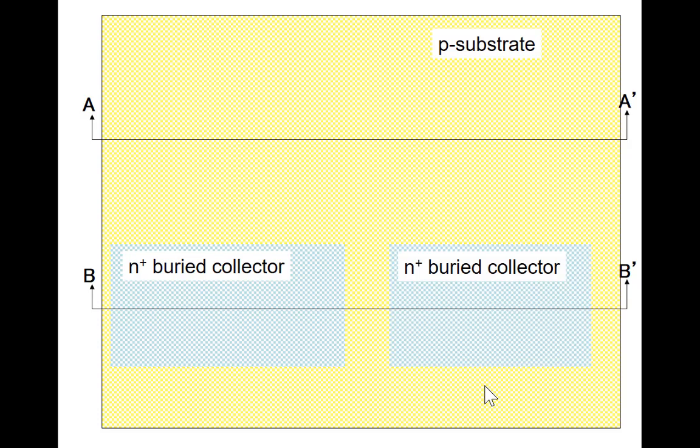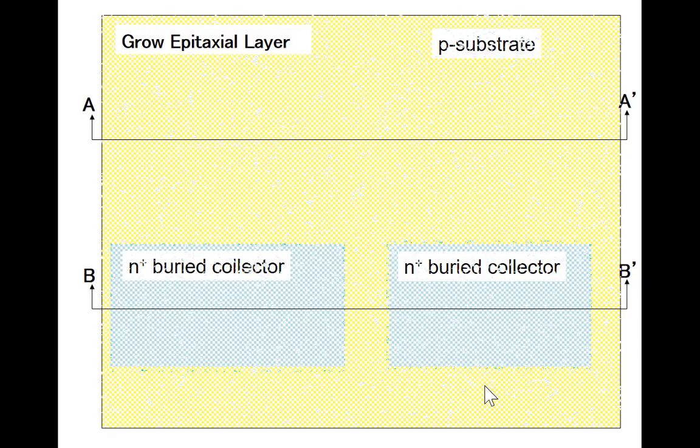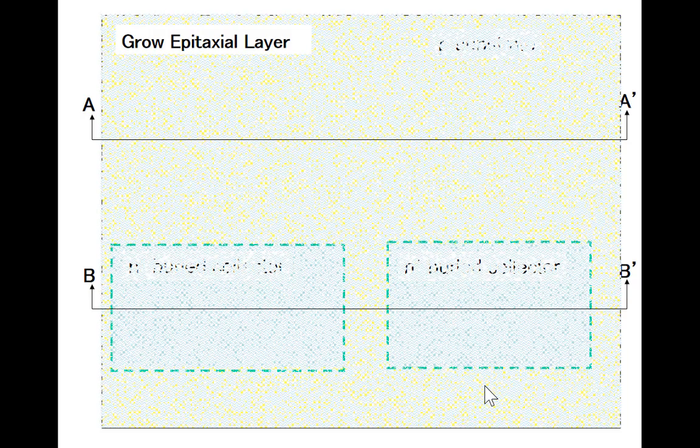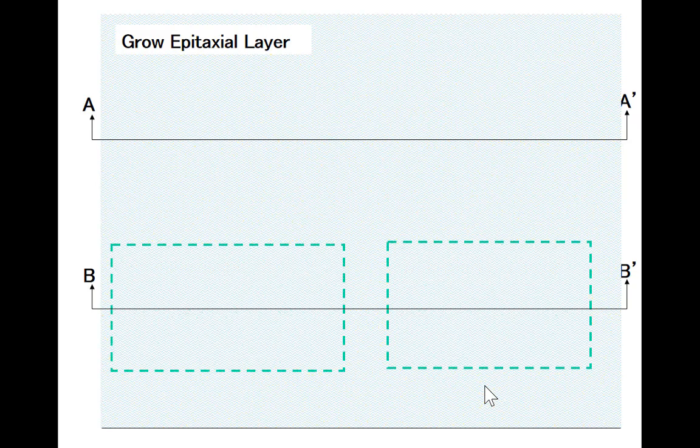Okay, so now we're looking at the top view. We're ready to put the epitaxial layer on. If we put an epitaxial layer on, everything should turn out N-type. So grow epitaxial layer. And I guess the top looks N-type now. I put the dashed regions down here because underneath, this is where that buried collector is at.